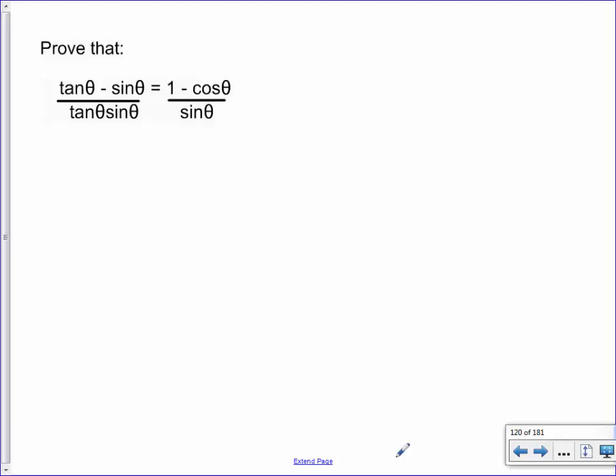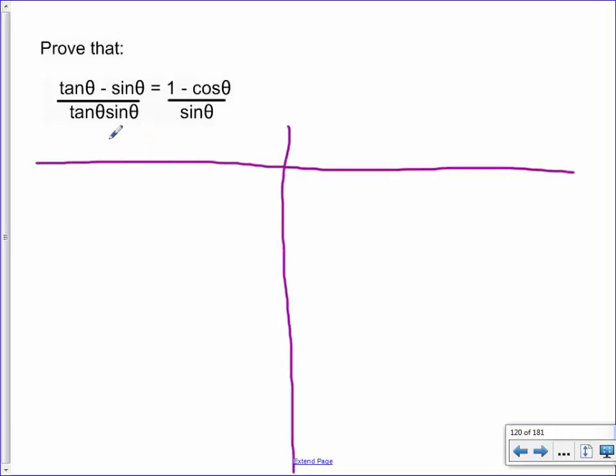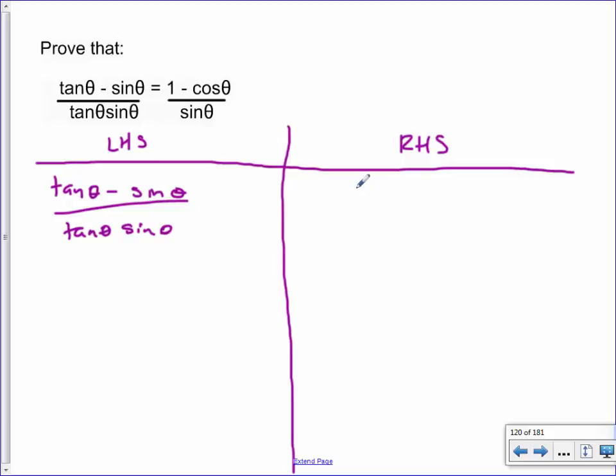Okay. So you're not going to get asked to do this on a diploma. It's just not. That's not how they phrase questions. But I think there's a lot of value in showing you this. So the way I was taught, and the way that even old diplomas that used to have written response, they used to put like a little bit of a T-chart, and you'd write, this is the left-hand side, and this is the right-hand side. And your left-hand side is the tan of theta minus the sine of theta, divided by tan theta times sine theta. And your right-hand side is the other side of the equation, 1 minus cosine theta over sine theta.